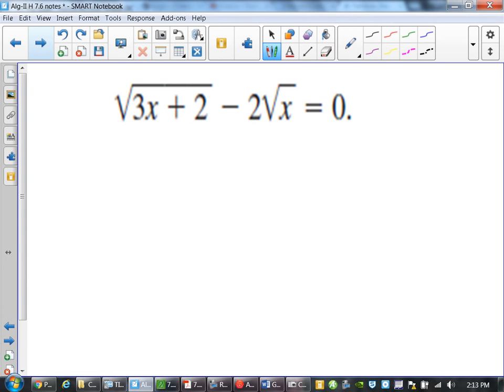So in this case here, as soon as you wind up with problems where you have multiple roots, your best bet is to get one root on each side if you can. That way you can square to get rid of them. Okay? One or two degrees. So I'm going to add the 2 root x to the other side.